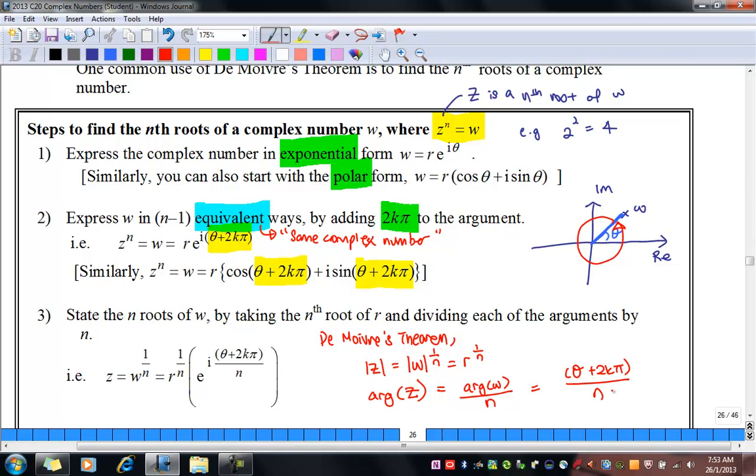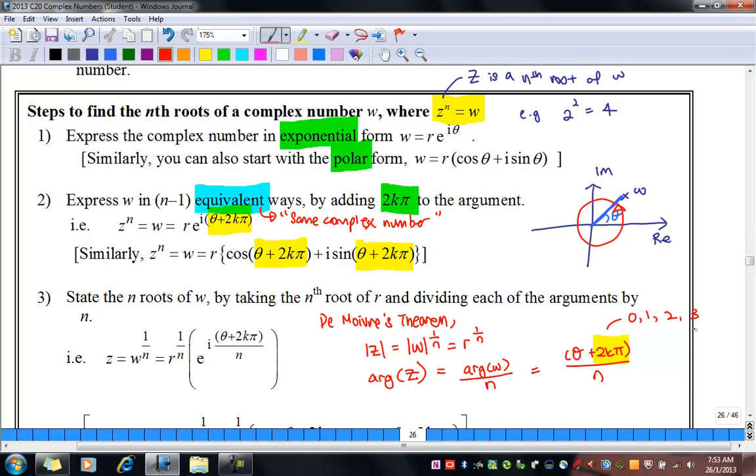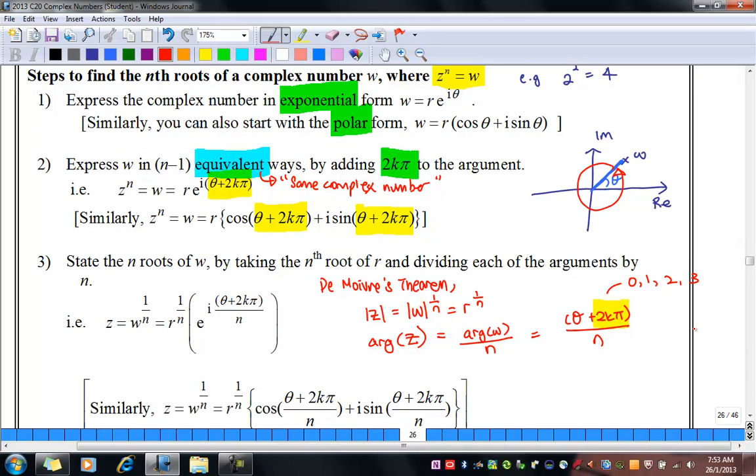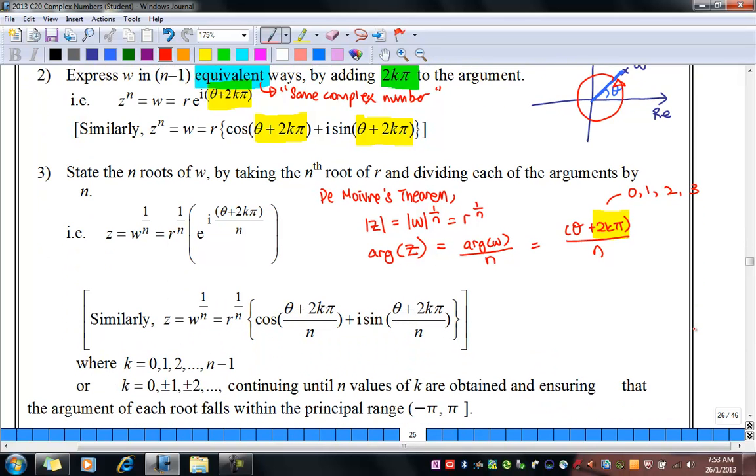We find that because of this k, if we allow k to take on values such as 0, 1, 2, 3, I would get the different roots. And because I have now divided by n, all these roots will be equally spaced from one another. They will have the same angle from each other. I will demonstrate later on using an example exactly what I mean. And these will all be the roots of Z.